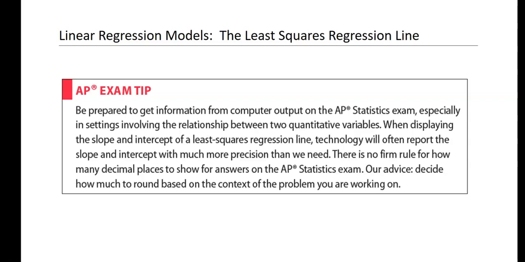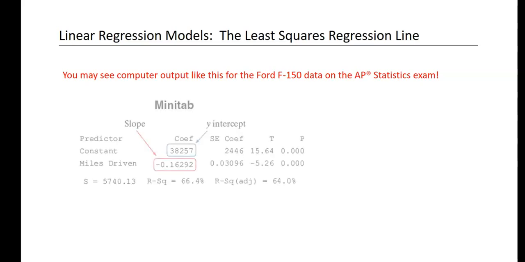When displaying the slope and y-intercept, there's no firm rule for how many decimal places to report. Decide based on the context. Go at least to the tenth, maybe the hundredth, sometimes the thousandth. It kind of depends on the setting.